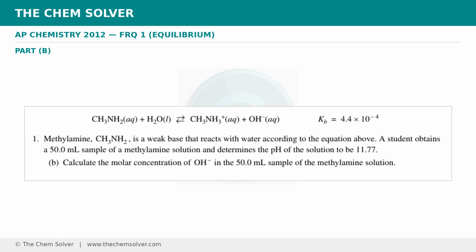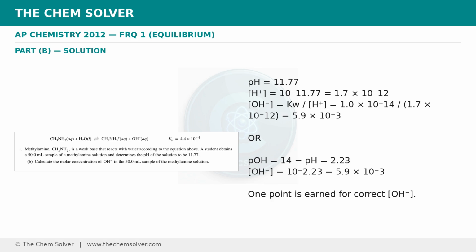Calculate the molar concentration of OH- in the 50.0 milliliter sample of the methylamine solution. pH equals 11.77. H+ equals 10 to the power negative 11.77, which is equal to 1.7 times 10 to the power negative 12. OH- equals Kw / H+, which is 1.0 times 10 to the power negative 14 / 1.7 times 10 to the power negative 12, equal to 5.9 times 10 to the power negative 3. Or, pOH equals 14 minus pH equals 2.23.